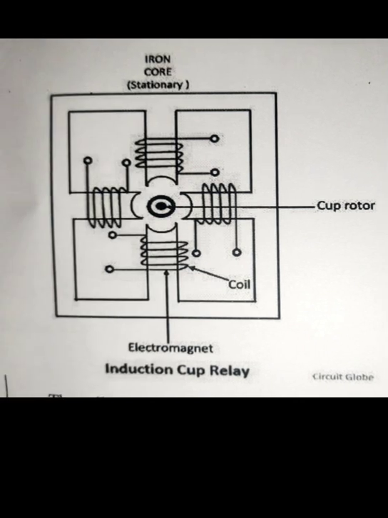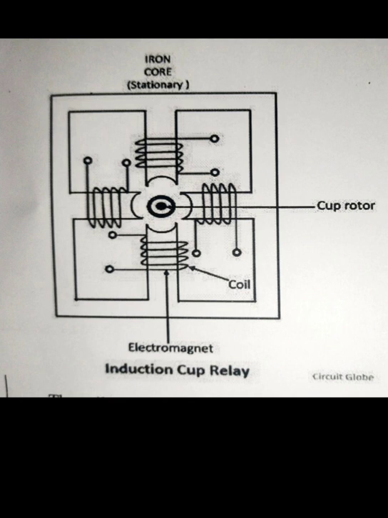The third type is the induction cup relay. The relay which works on the principle of electromagnetic induction is known as the induction cup relay. The relay has two or more electromagnets which are energized by the relay coil. The static iron core is placed between the electromagnets as shown in the figure.